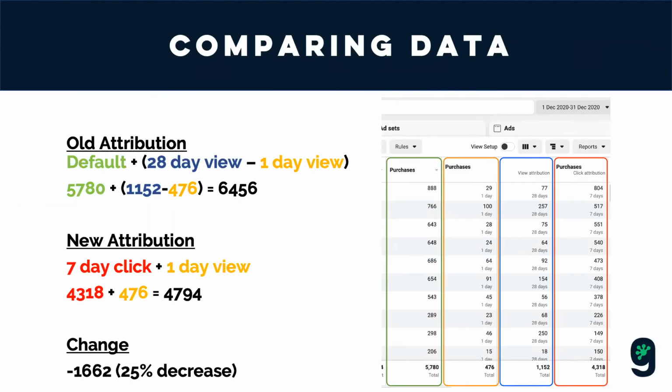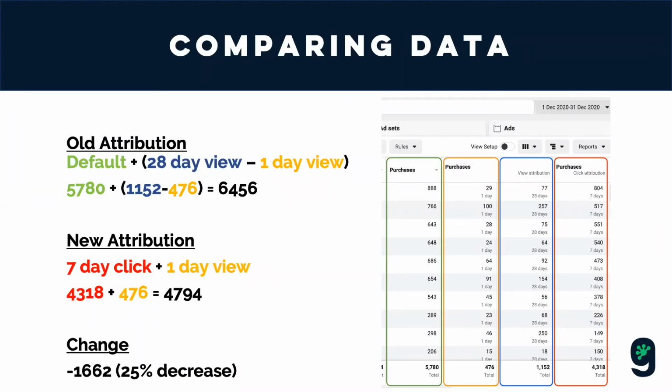So you're going to look at the old attribution, which is taking your default column, your total, which is in this case, 5,780. And then you're going to add it to the difference between your 28-day view minus your 1-day view. And that's because we have to minus the 1-day view from the additional view attribution because it's already included in that default column that is the green one. So when we do that, we get a total of 6,456 purchases under the old attribution.